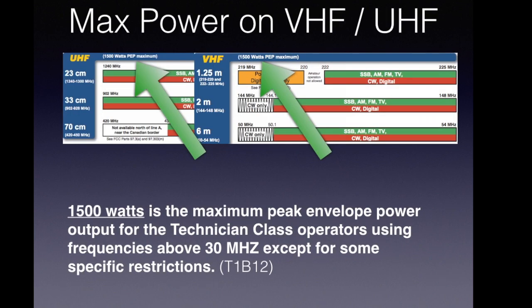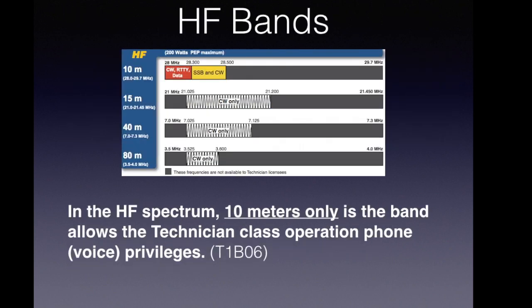Another reason you want to pay attention to the band plan is that the power limitations are listed. For example, 1500 watts is the maximum peak envelope power output for technician class operators using frequencies above 30 megahertz, except for some specific restrictions. In the HF portion of the bands, the 10 meter band is the only band that allows technician class operators to use phone or voice privileges.